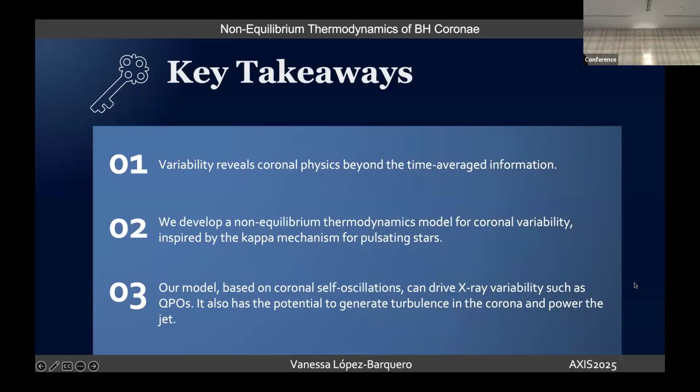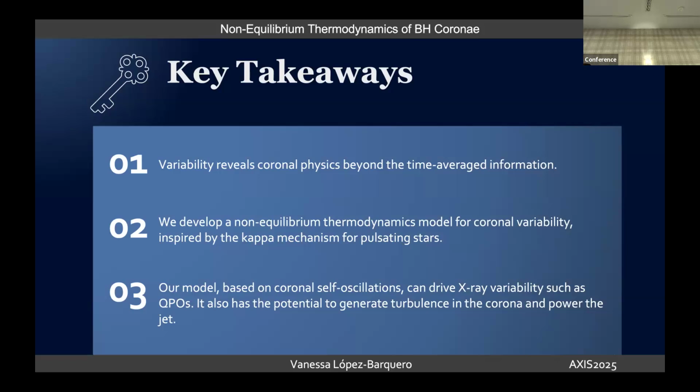Okay, since we just came back from lunch, I'll give the key takeaways, but you guys are still awake. As I said, we're going to talk about non-equilibrium thermodynamics of black hole coronae. One of the most important ideas is that variability, and in this case, extra variability, is really important because this gives us information that is just beyond any sort of time-averaged coronal physics that we can have.